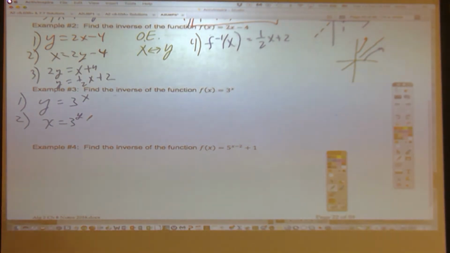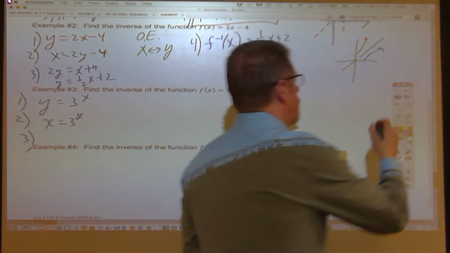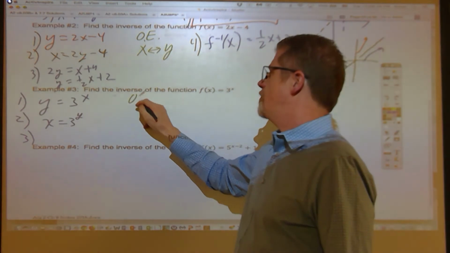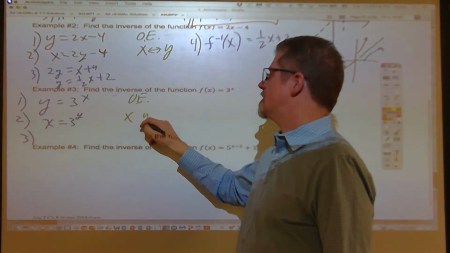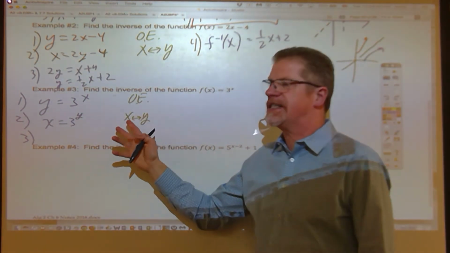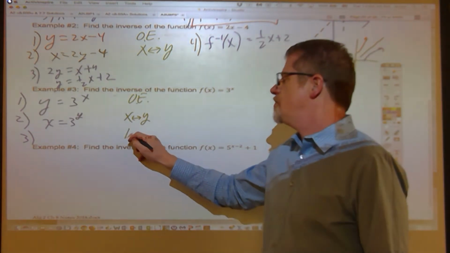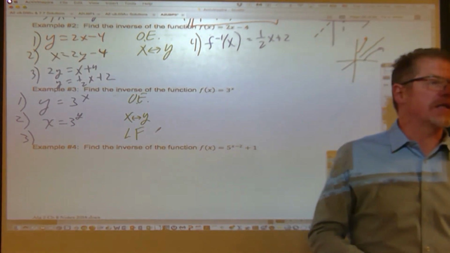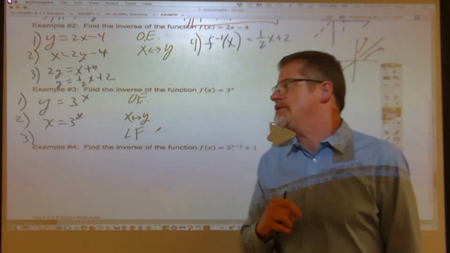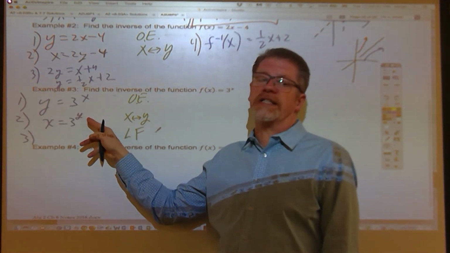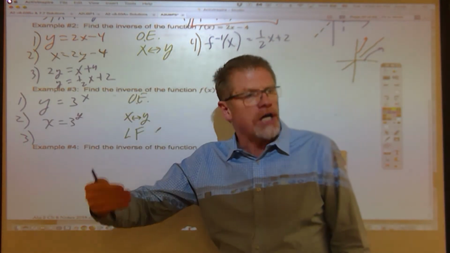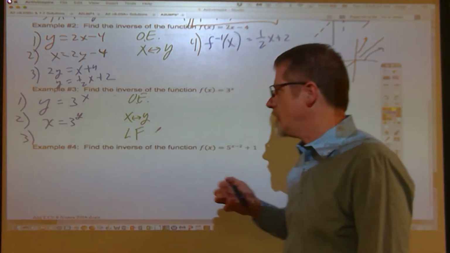Now, to solve for y, we get to use log form. So what are the new codes today? One of the new codes is x and y trade places. That's x double arrow y. The next new code is LF. That's log form. Just like we did in the homework that was due today, let's take this equation that's in exponential form and let's write it in logarithmic form. How do we do that?